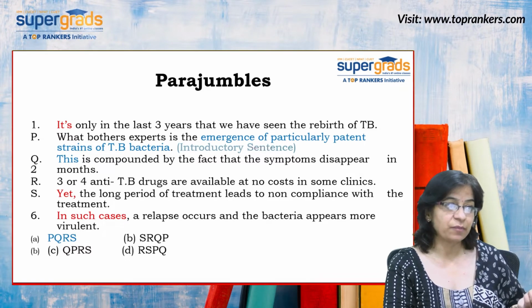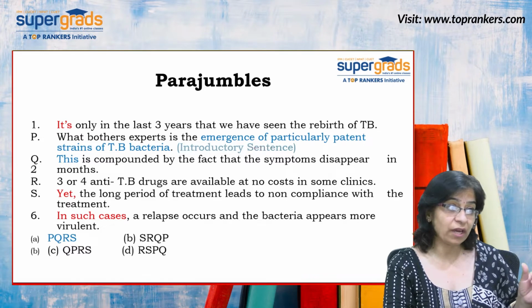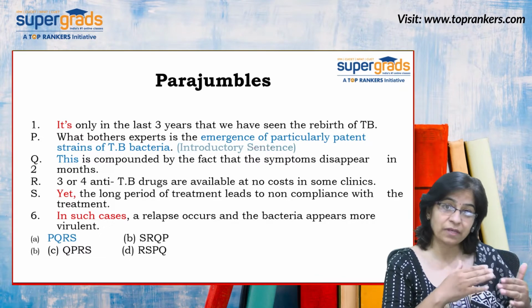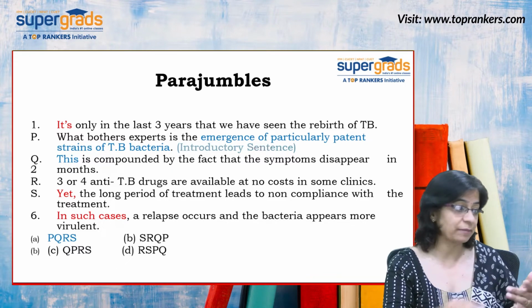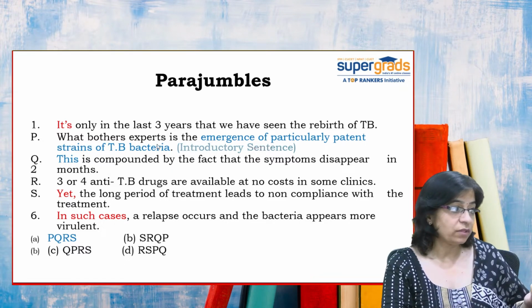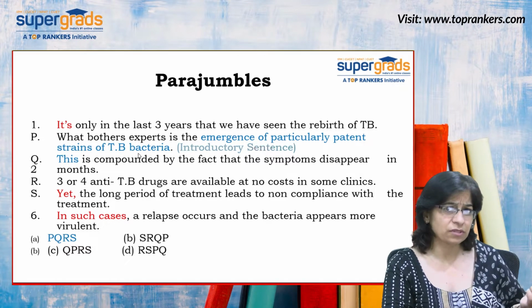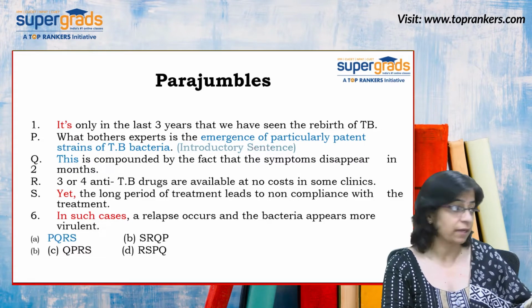Now, the first line, which is fixed, says it's only in the last 3 years that we have seen the rebirth of TB. So, we are talking about the rebirth of TB. Let's see what line could be in sync with this statement. What bothers the experts is the emergence of particularly potent strains of TB bacteria. It looks like a good start that goes well with the first statement.